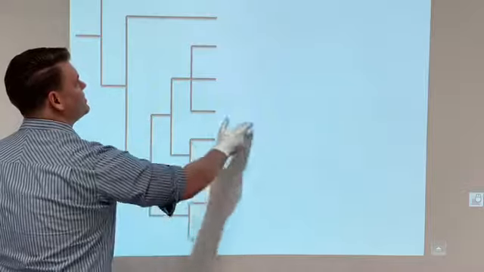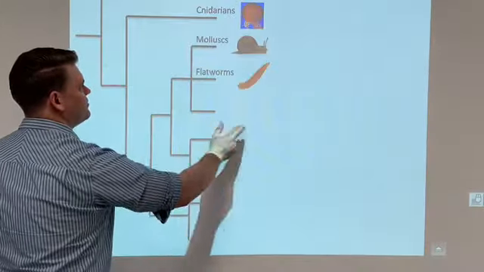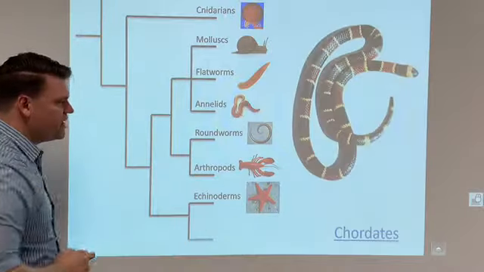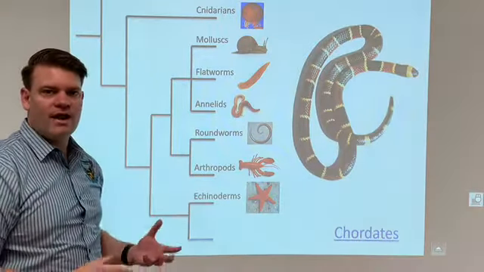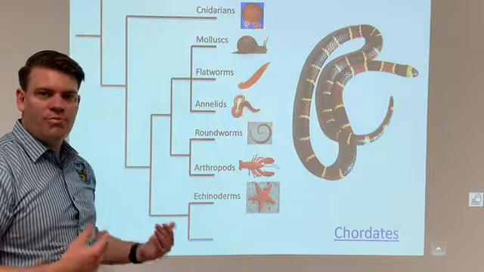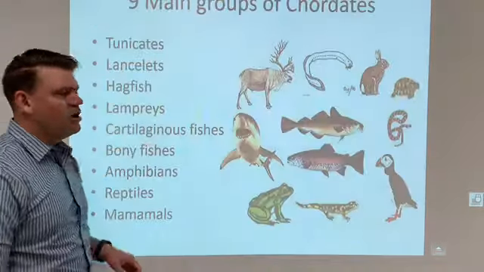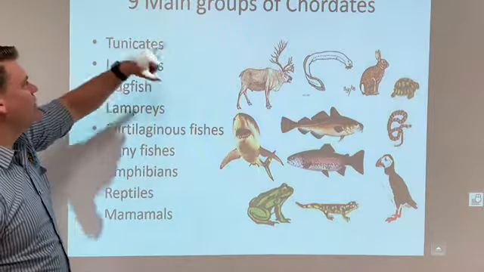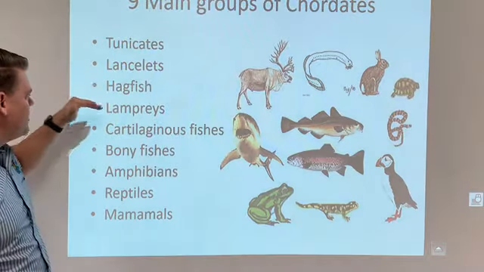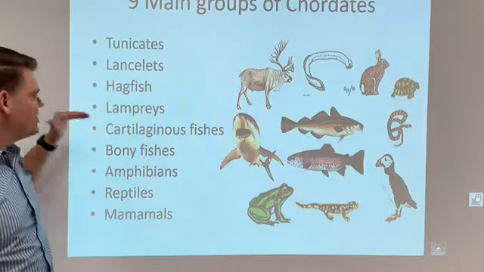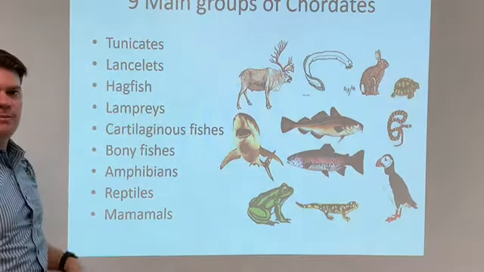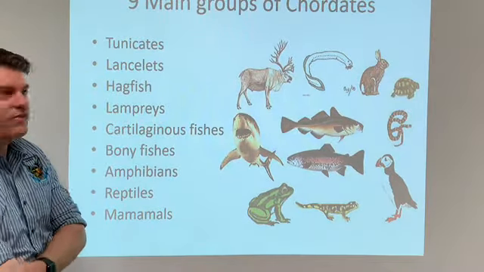All right, once again, sponges, cnidarians, mollusks, flatworms, annelids, roundworms, arthropods, echinoderms. And lastly, we're going to look now at our chordates. So our chordates are those animals that start to have what we call a backbone. So now we have 9 main groups of chordates. We have our tunicates, our lancets, our hagfish, our lampreys, our cartilaginous fish, our bony fish, amphibians, reptiles, and lastly mammals. So now we're going to look at each one of these groups.